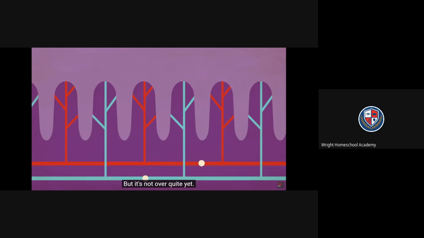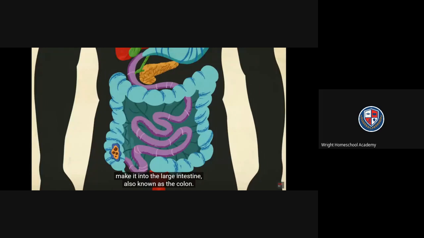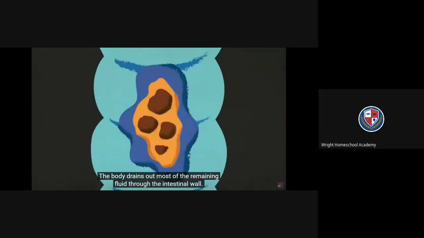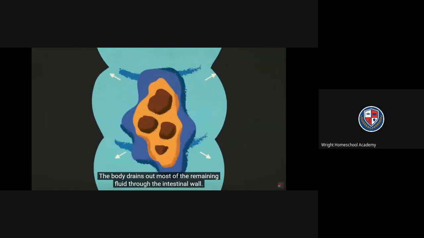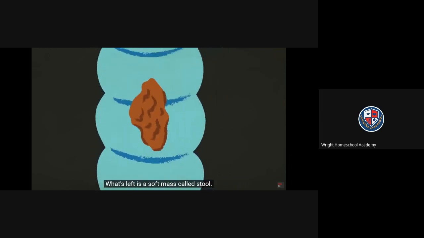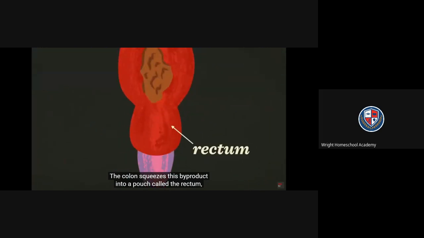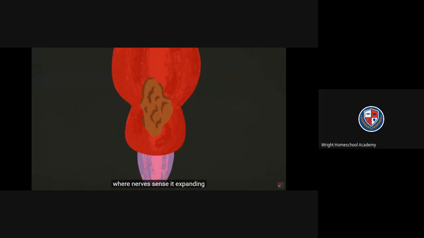But it's not over quite yet. Leftover fiber, water, and dead cells sloughed off during digestion make it into the large intestine, also known as the colon. The body drains out most of the remaining fluid through the intestinal wall. What's left is a soft mass called stool. The colon squeezes this byproduct into a pouch called the rectum, where nerves sense it expanding and tell the body when it's time to expel the waste.